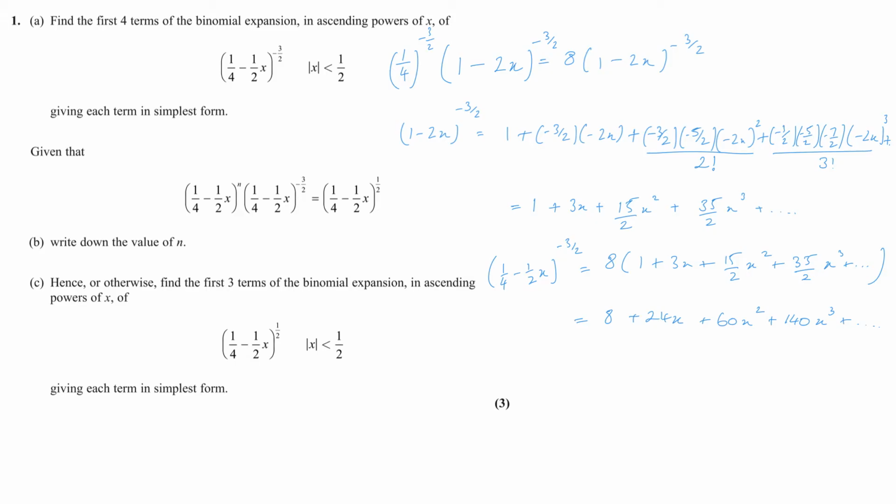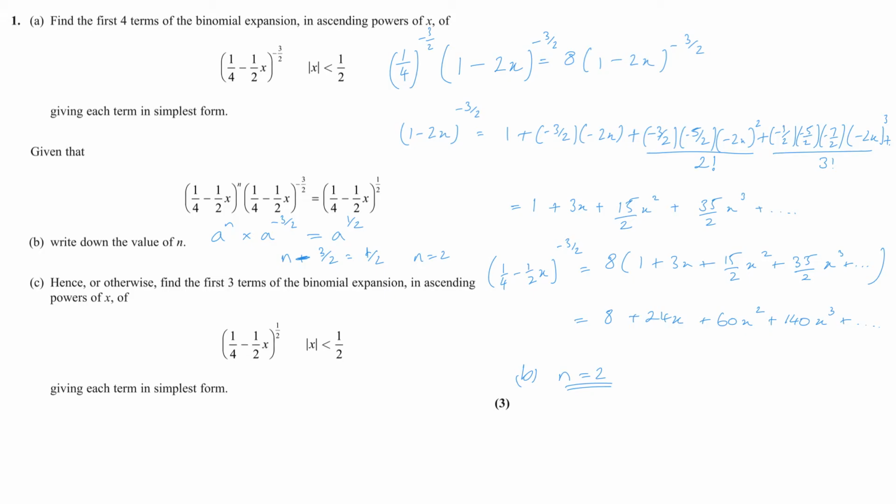Now part B, the inside of both these brackets are the same, and the inside of this bracket is the same. So this is just like going, I've got a to the power n times a to the power minus 3 over 2 equals a to the power a half. So it's quite simply this plus this equals a half. n plus or minus 3 over 2 equals a half. So add the 3 over 2 to the other side, and n equals 2. So part B is simply n equals 2.